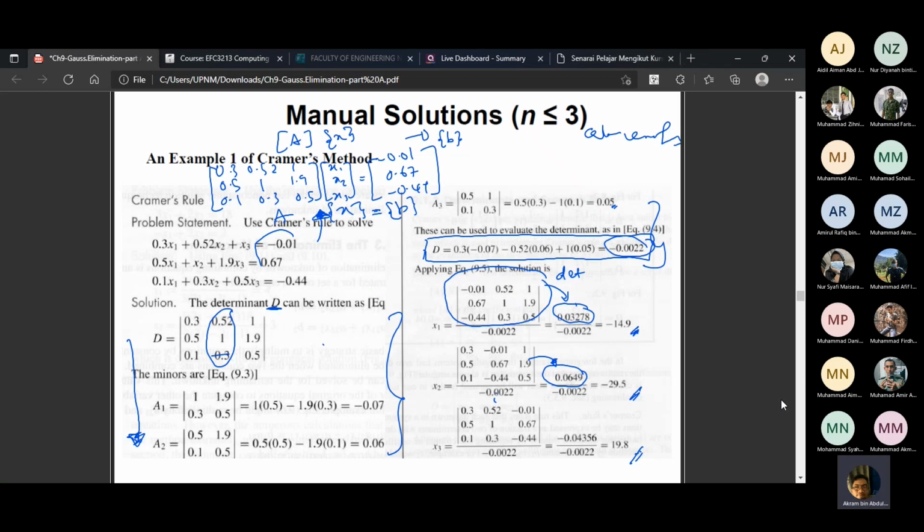So nak tahu value ni jawapan dia betul ke tak, you ambil value ni, you gantikan dalam set persamaan ni. So gantikan X1 with negative 40.9, X2 as negative 29.5 and X3 as 19.8, dapat tak negative 0.001. Sama, gantikan nilai yang sama X1, X2, X3 sepatutnya dapat 0.67 and for the last equation you dapat negative 0.44. Kalau tak dapat maknanya jawapan kamu ni salah lah. Alright? Clear?